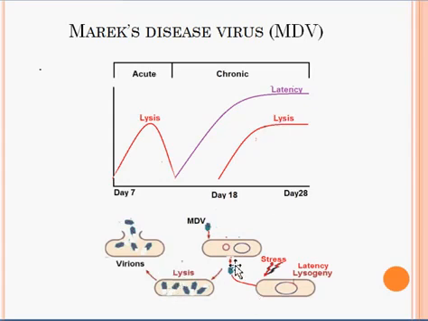And here you have the scheme. We started with infection during the acute phase, and we had this lytic cycle. But in the chronic phase, stress activates the genes, and the cells start producing virions, and you have this lysis.